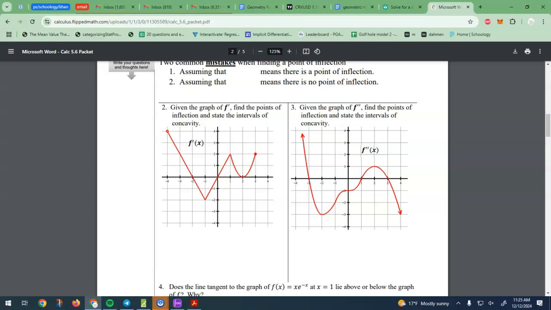Concave down: -4 to -1. I'm not putting a bracket around the -4 because that's kind of like a circle. And then 1 to 2.